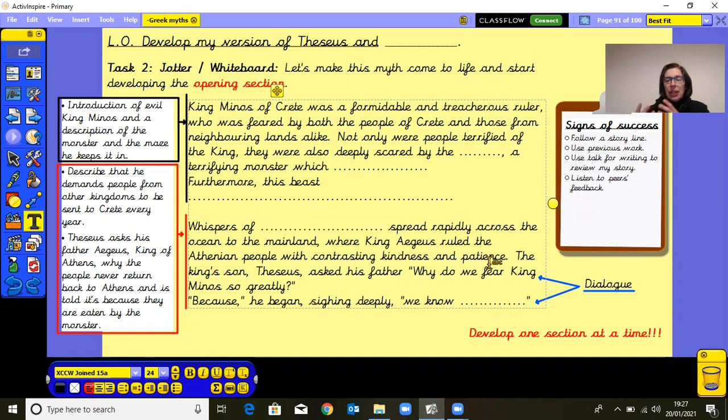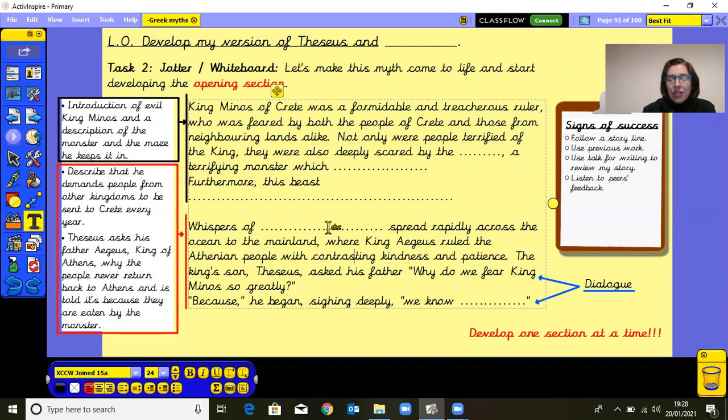So some details about King Aegeus. Then I introduce Theseus and his main question, why do we fear King Minos so greatly? So I start a dialogue between Theseus and his father. So remember the rules for dialogue: direct speech, inverted commas, a question mark if it's a question, commas if the sentence then continues. So I think here it's a great idea to have a dialogue, some description and the dialogue to move the story forward. So again, this is just an example, a model.